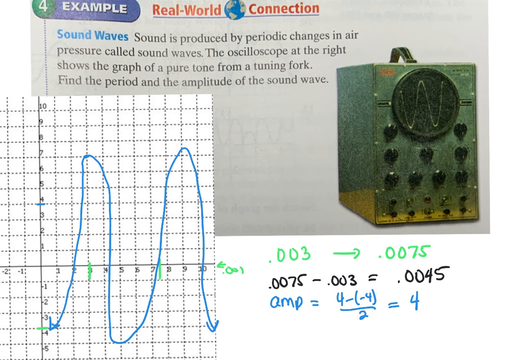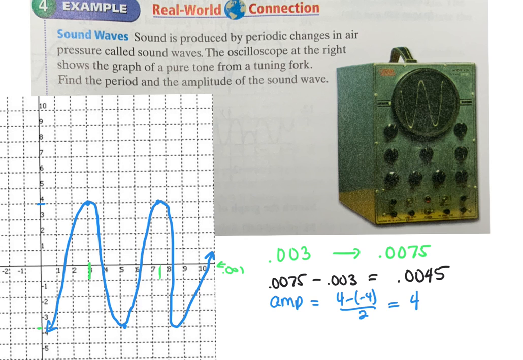So look at the check understanding. Sketch the graph of a sound wave. They gave you a new period and a new amplitude. So they want you to sketch that graph. That's better. Looks better like that. There we go. High and low of 4. And it waves back and forth.